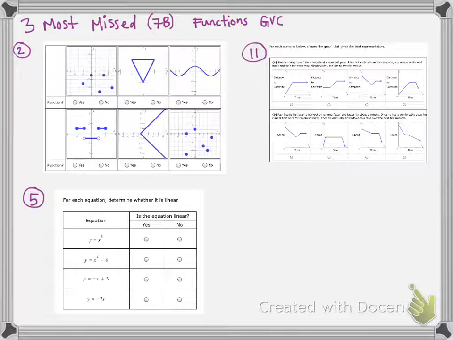On number 2, we have to decide whether each relation in the graph is a function. Well, a function means that every input gets one output. Remember, input is x, so we're going to check all of the x values. If we look at the points in the first relation, we want to check each x value.